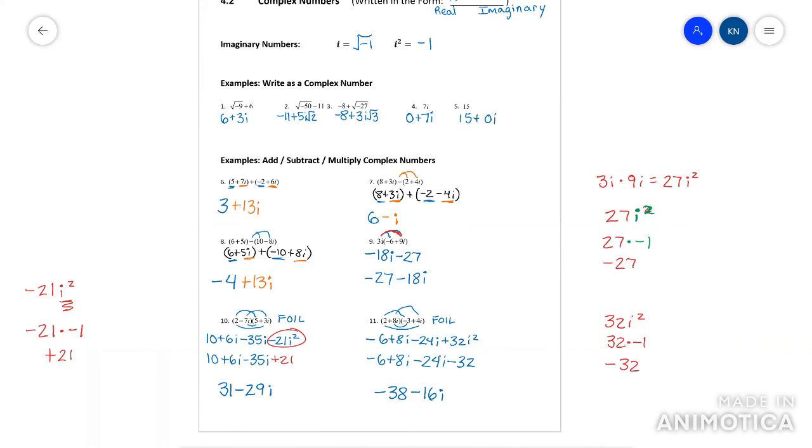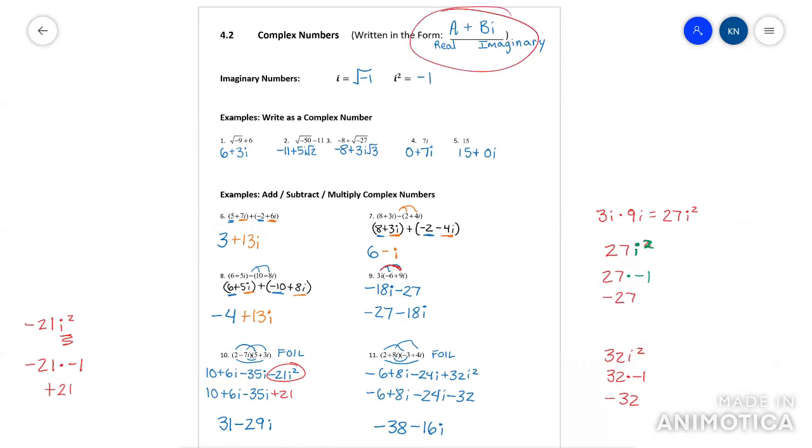And then in terms of filling the a and the b spot, sometimes they'll give you both, and it's not that difficult. Sometimes they'll only give you one. When that happens, fill the other slot with a 0 or a 0i. So those are complex numbers.